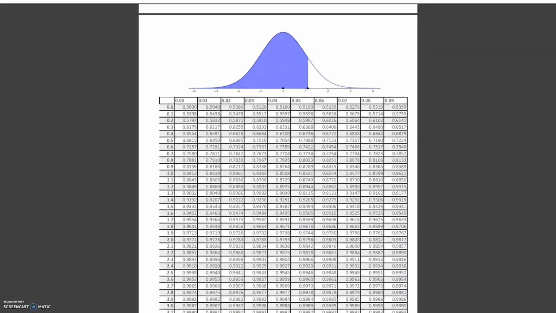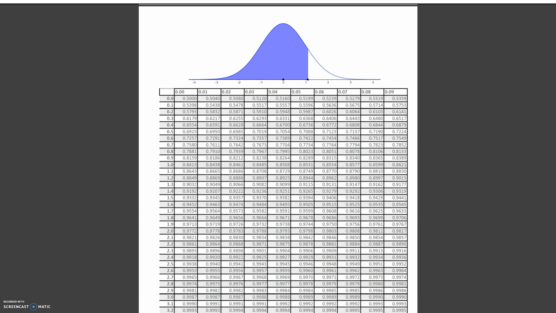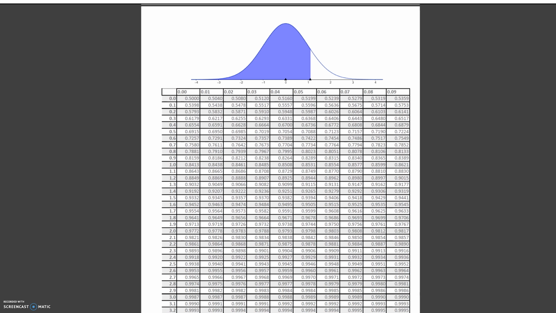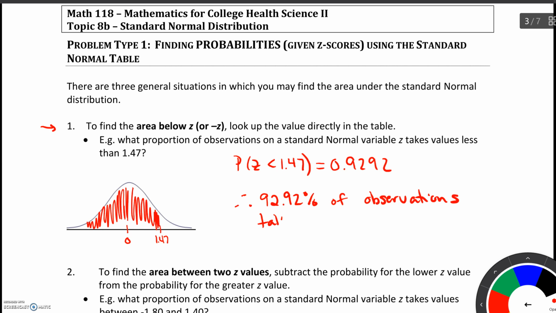I look up positive Z values on the second page of my Z score sheet, and when I look up 1.47, I get an answer of 0.9292. And now, since it says what proportion of observations on the standard normal variable Z take values less than 1.47, I could say therefore 92.92% of observations take values less than 1.47.